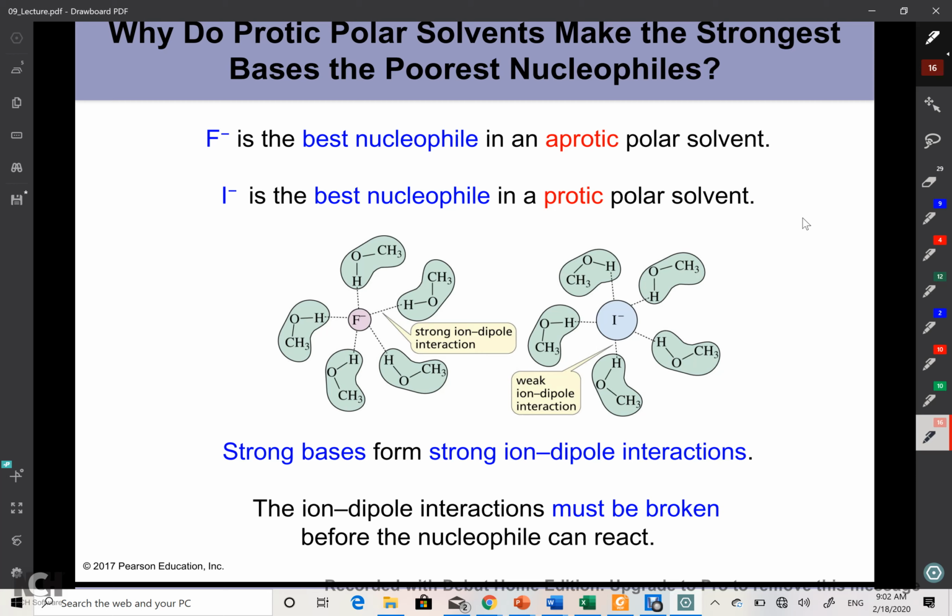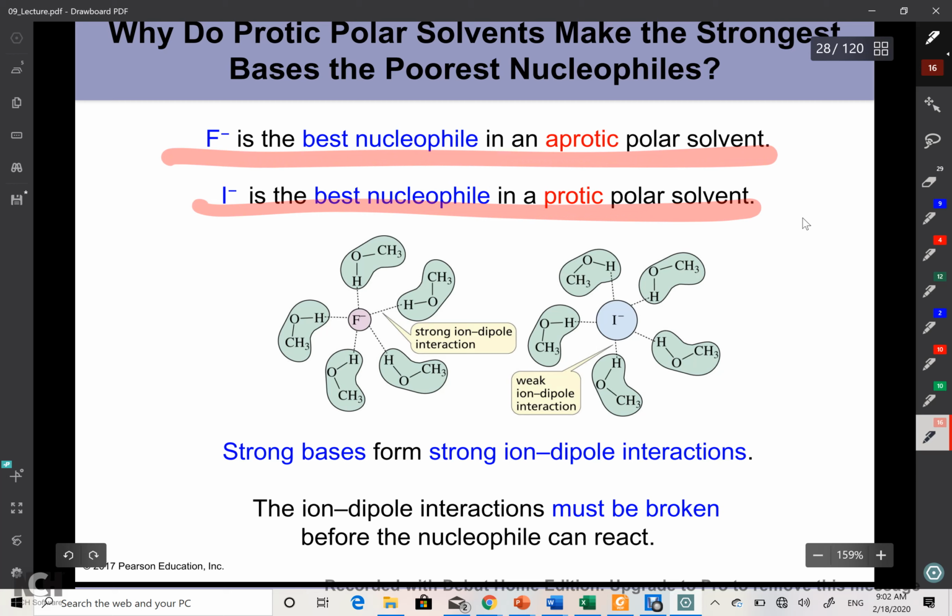So, strong bases will form strong ion dipole interaction with the solvent. If the base is strong, they form a strong interaction, and because that interaction is strong, it will be hard for them to get into a reaction. Whereas weak bases like the I minus can easily form weak interaction, and that can let them react in that particular solvent, polar protic solvent. So, summary, you have them there.